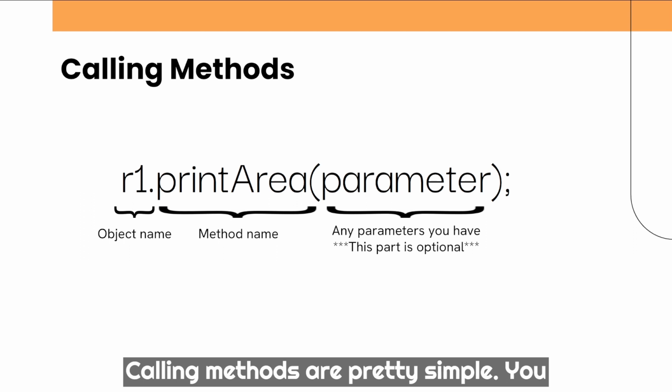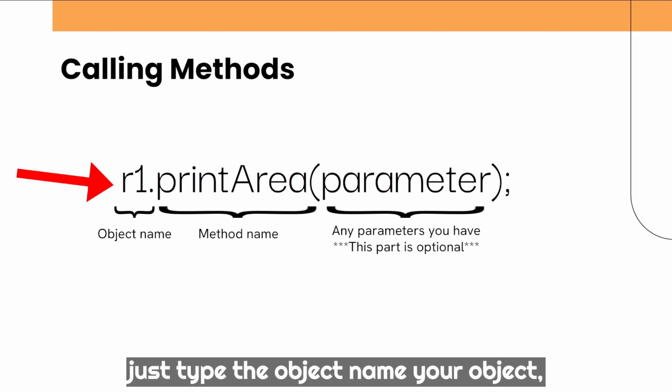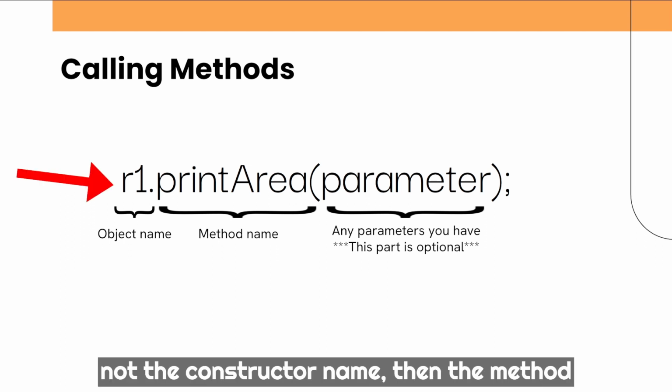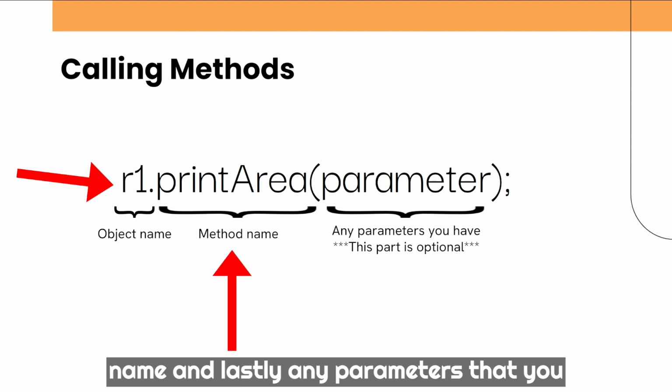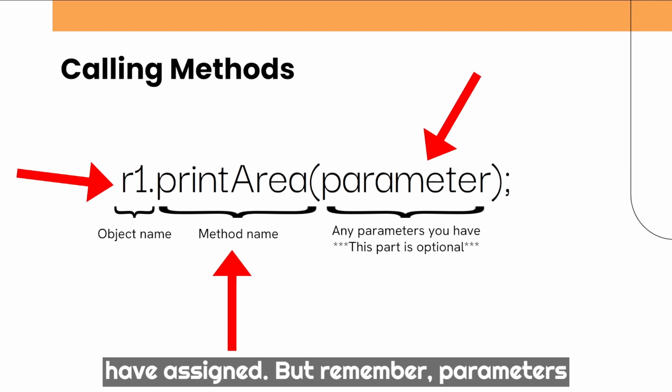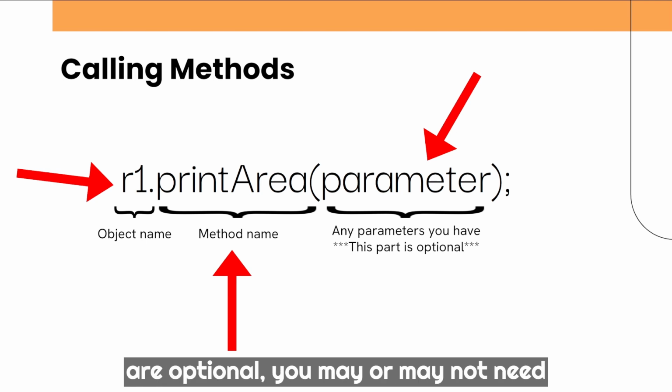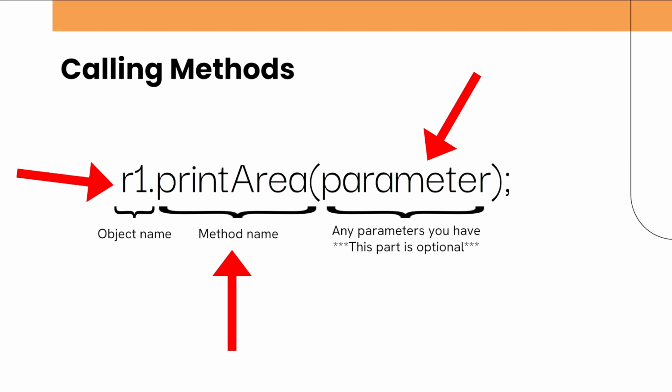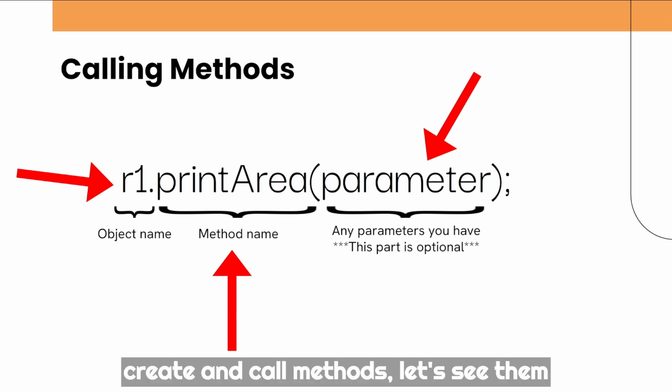Calling methods is pretty simple. You just type the object name, your object, not the constructor name, then the method name, and lastly, any parameters that you have assigned. But remember, parameters are optional. You may or may not need them. Alright, so now that we know how to create and call methods, let's see them in action.